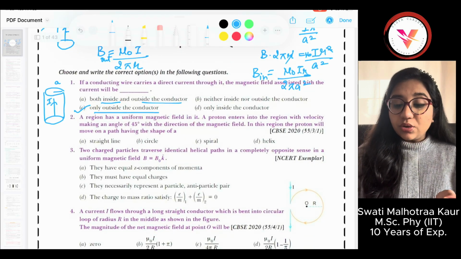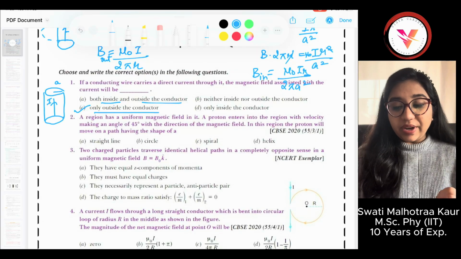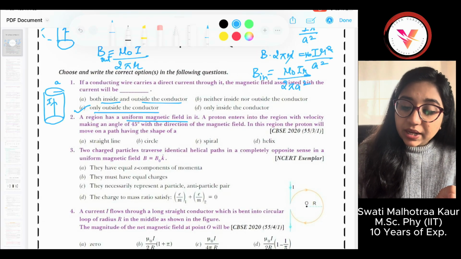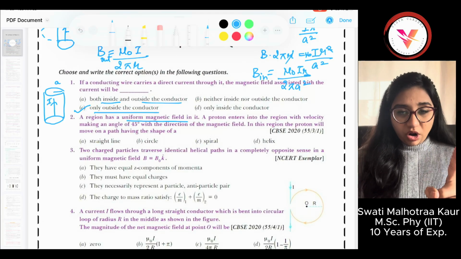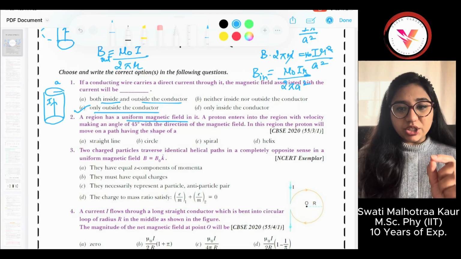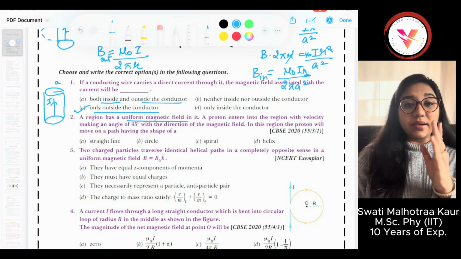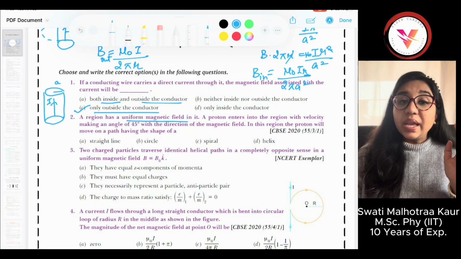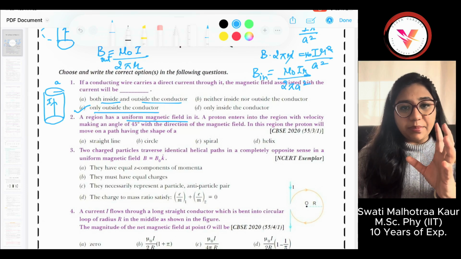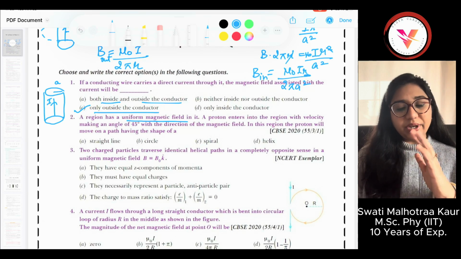Okay, next. Question number 2. A region has a uniform magnetic field in it. A proton enters into the region with velocity making an angle of 45 degrees with the direction of magnetic field. Okay. Always remember, whenever a charged particle, electron, proton, enters the magnetic field in its direction, either parallel or anti-parallel, it keeps moving along its same direction. Okay, it moves in a straight line.